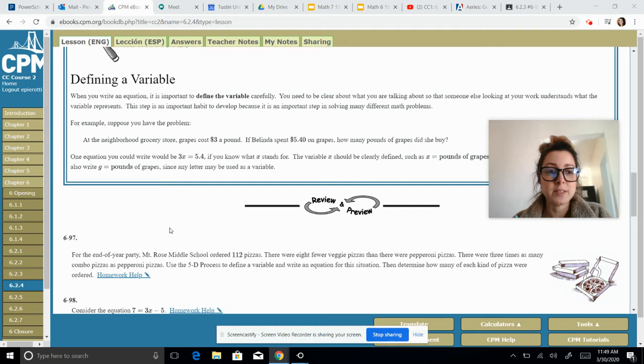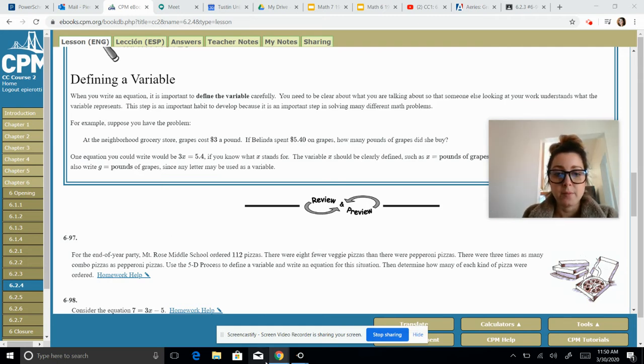There were 3 times as many combo pizzas as pepperoni pizzas. 3 times as many combo as pepperoni. I can't spell. Okay, so then they want you to use the 5D process to find a variable and then determine how much of each kind of pizza was ordered.